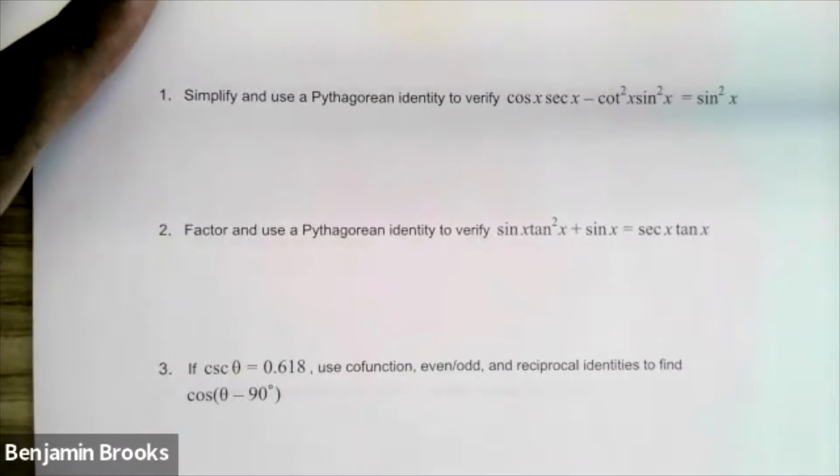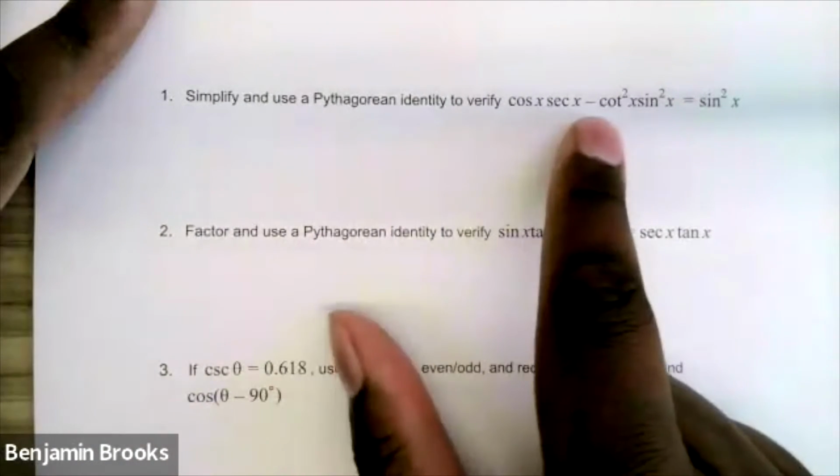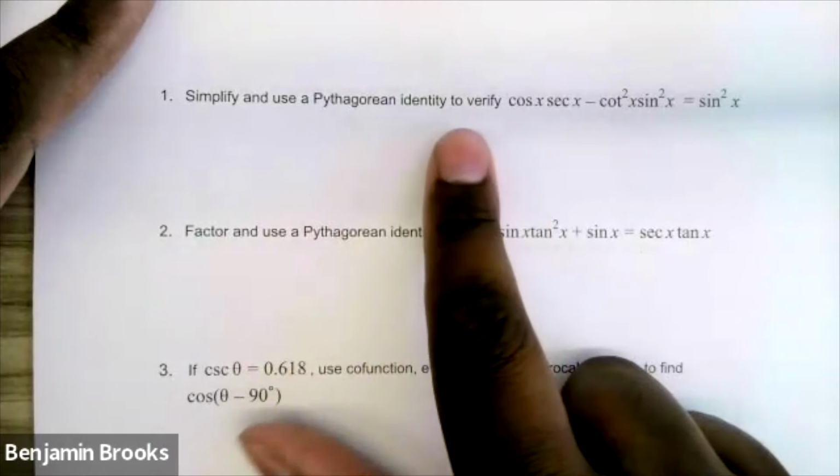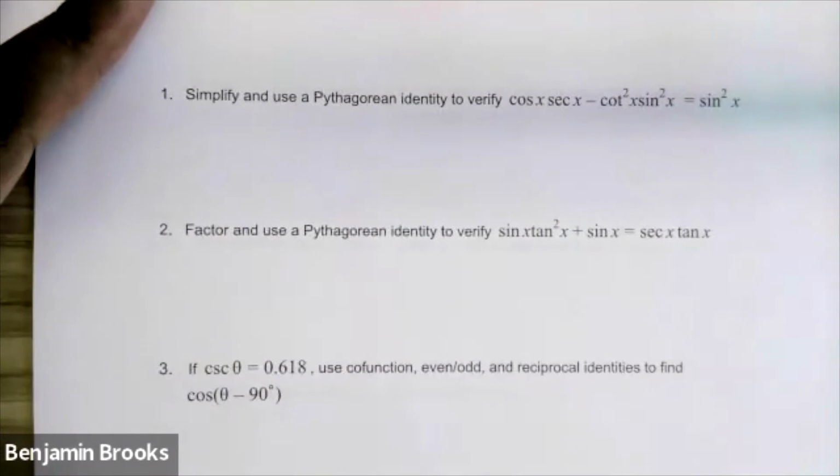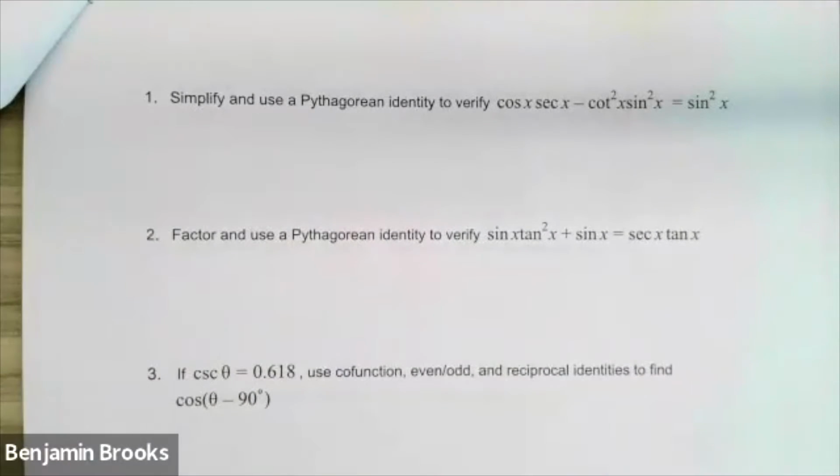Simplify and use a Pythagorean identity to verify the following. This one's not that hard at all. It just looks scary. And that's the key to the test, guys: I try to make them look scarier than they actually are. But you've got to think about what's going on in the problem.